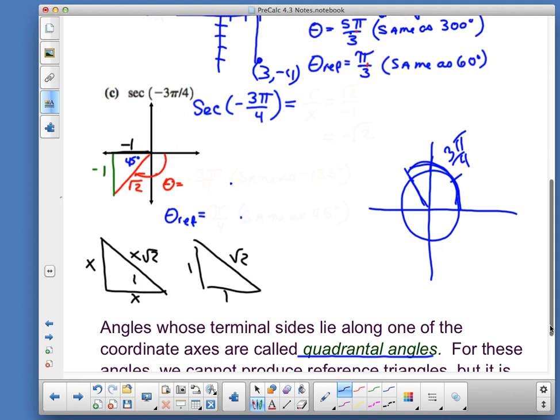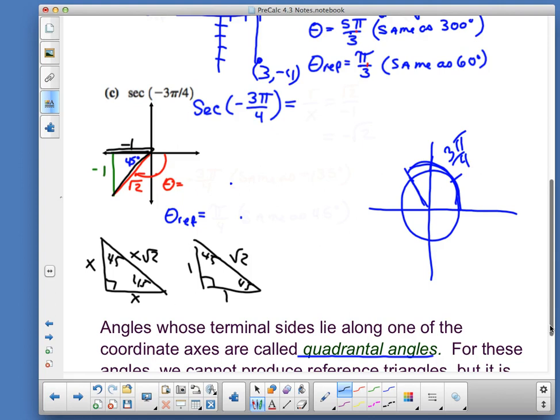Where this triangle is a 45-45-90. Okay, the ratio is the same. I just oriented the triangle so I had a 45 degree angle between my x-axis and my terminal ray. And remember, the triangle's got to hang off of or be attached to the x-axis to make it work. Does that make sense?